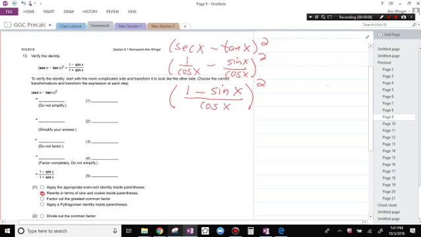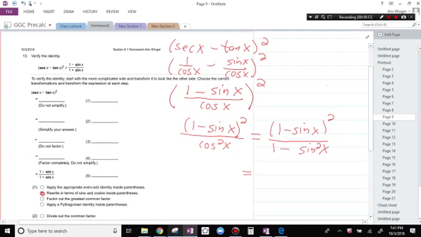And now we're going to flat out square the numerator and denominator. That's 1 minus sine, all squared. And then this thing is cosine squared. But oh my goodness. What's cosine squared? 1 minus sine squared.